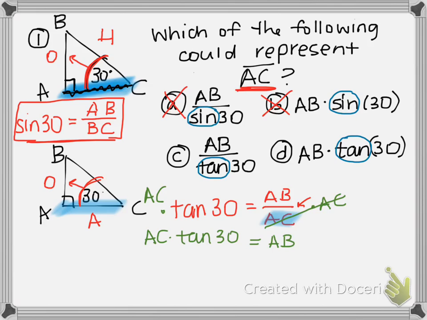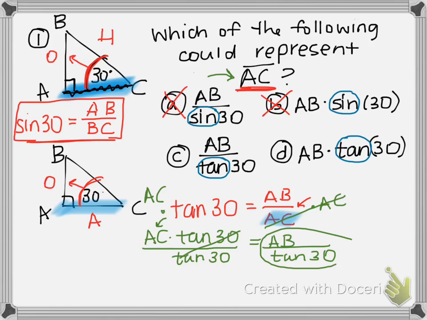Alright, well, AC is not alone. AC is not by itself, and that's what we're looking for. We're looking for AC to be by itself. So we're going to divide each side by tangent of 30 so we can get AC on its own. So if we look at this answer right here, then we have AB divided by tangent of 30, which is C. So we have the answer of C. And of course, we could always try putting numbers in there to make sure that it's true, and just to make sure that we did it correctly.